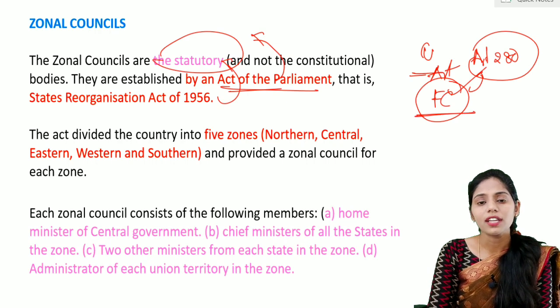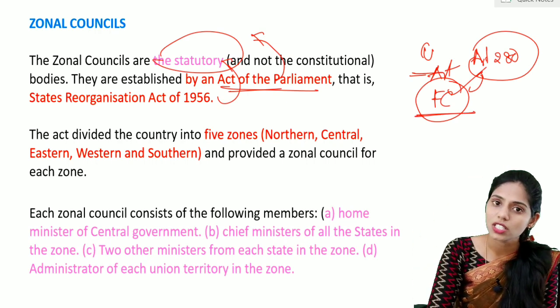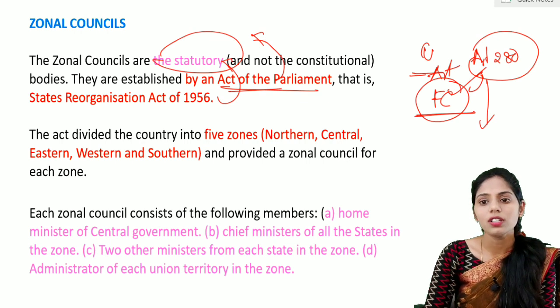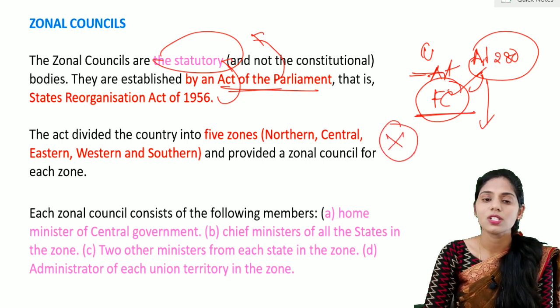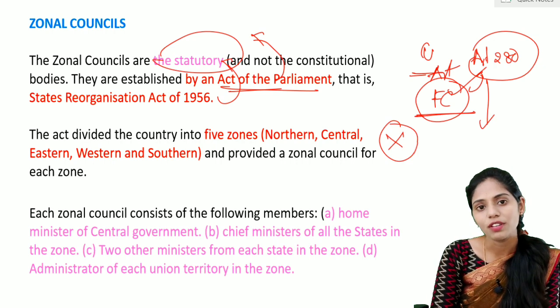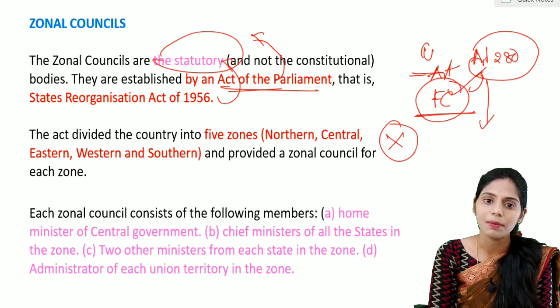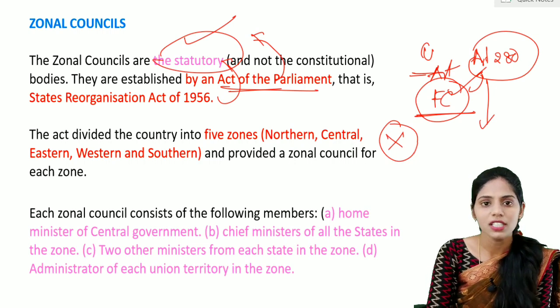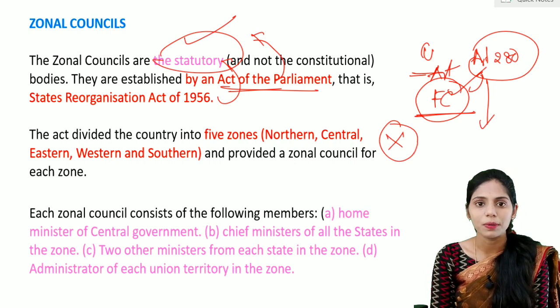then whenever a body is present in the Constitution, it is called a constitutional body. If a body is not present in the Constitution but is made by an act of the Parliament, it is called a statutory body. So this is the difference between statutory and constitutional bodies. I hope it is clear now.